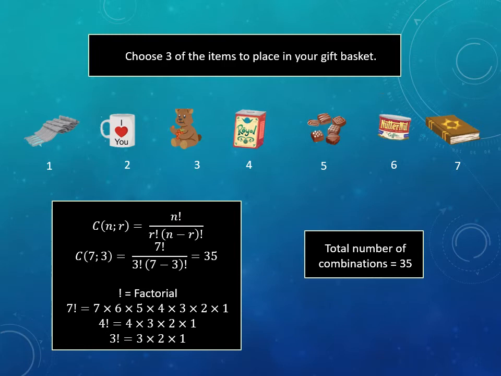Now, the exclamation mark is called a factorial, and what that represents is that we take that number and we multiply it by each number that comes before it. So 7 factorial is equal to 7 times 6 times 5 times 4 times 3 times 2 times 1. 4 factorial will be 4 times all the numbers that come before it. 3 factorial is 3 times 2 times 1.